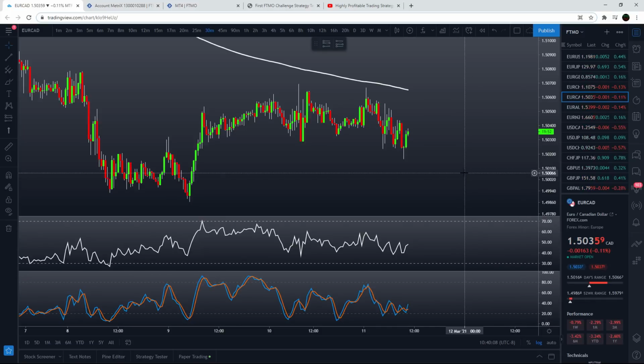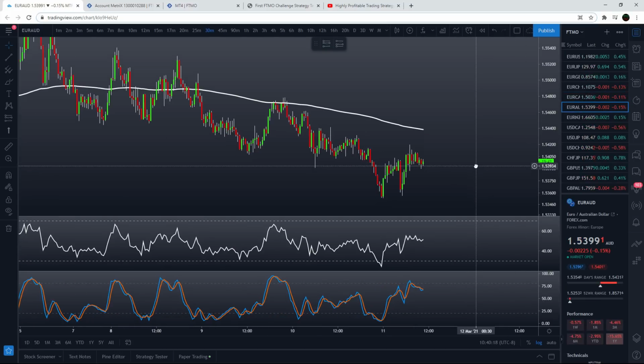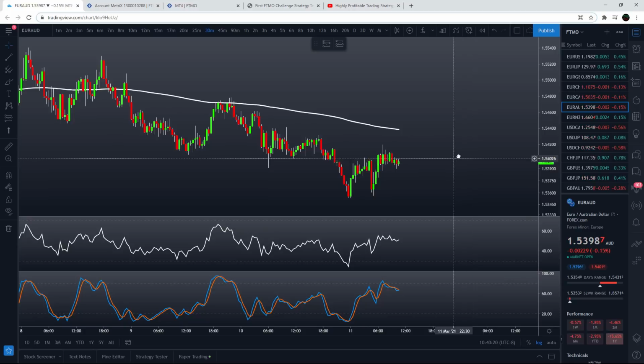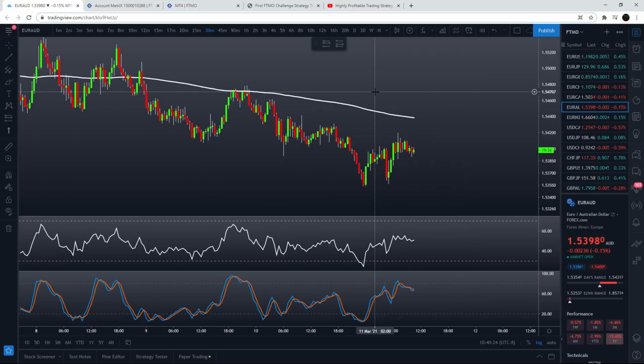Let's look here. Not in a pullback right now. No, this is a downtrend, not in a pullback though. Maybe we could have gotten an entry, but nope, this one's long gone. Let's look here, euro, Australian dollar. This one looks like we might have a setup forming, but not at the moment.